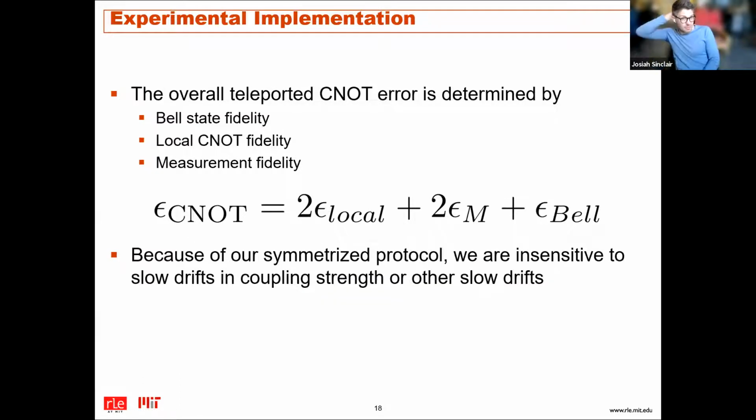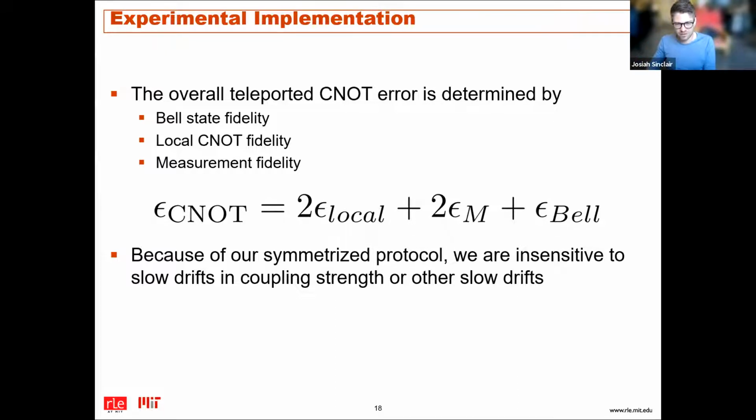Okay, thinking about errors a little bit, the overall teleported CNOT error is determined by the Bell state fidelity, the local CNOT gate fidelities, and the measurement fidelities. In particular, the errors all sum. So you have 2 times local gate errors plus 2 times measurement errors plus the Bell state errors. You're going to want to make sure that none of these is vastly larger than any of the other ones.